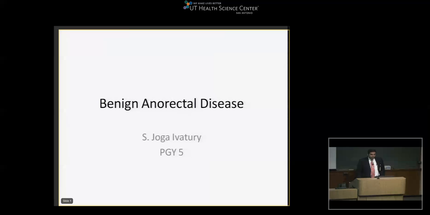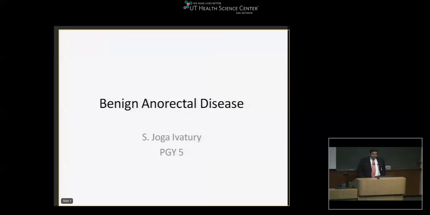Goodsall's rule studies have demonstrated that the posterior component of Goodsall's rule is actually very accurate, but the anterior component may or may not be as accurate as initially described. And actually, the fistula opening can be in the anterior midline.